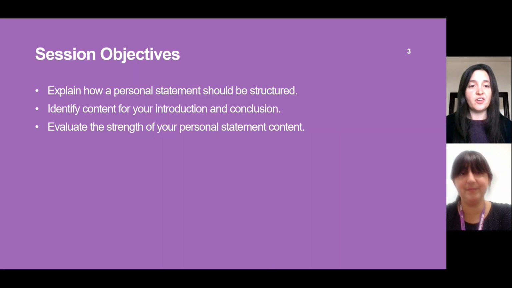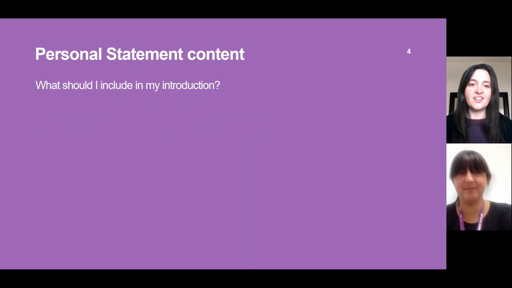Our objectives today are looking at how personal statements should be structured, identifying the content for your introduction and conclusion, and then hopefully being able to go over your personal statement and evaluate what you've got currently. So we'll start with looking at the content, starting with the introduction.